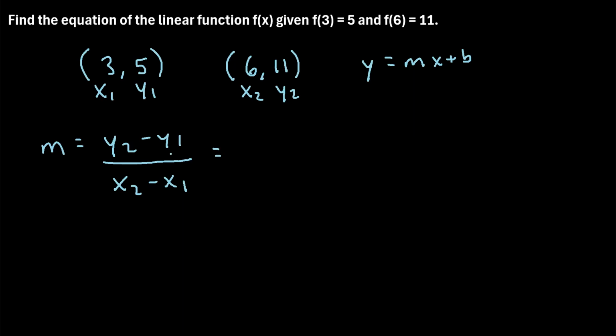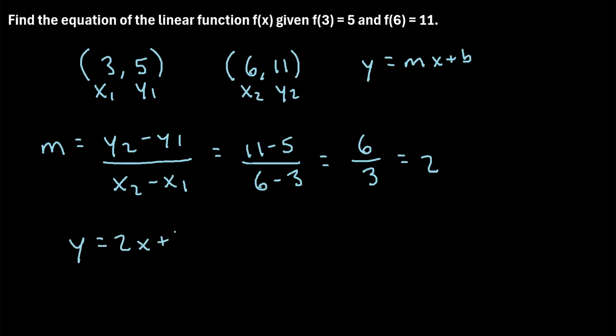So let's go ahead and do that. We'll say y2 minus y1, so 11 minus 5, over x2 minus x1, so 6 minus 3. So we get 11 minus 5 is 6, and 6 minus 3 is 3. So 6 divided by 3 is 2. So the slope of this line is going to be 2. So we know that it will take the form y equals 2x plus b.